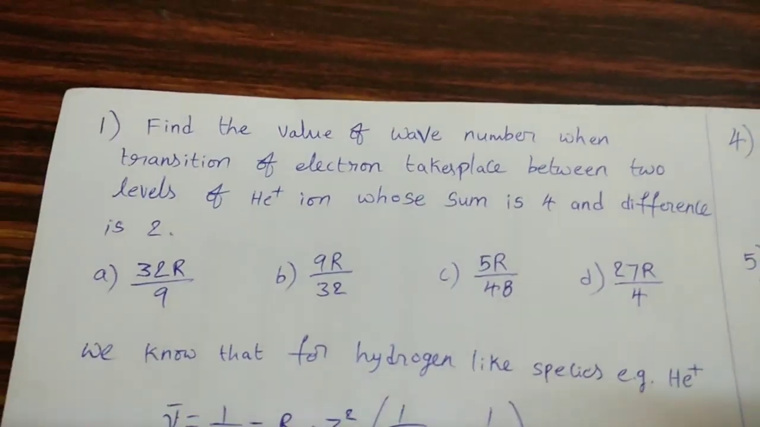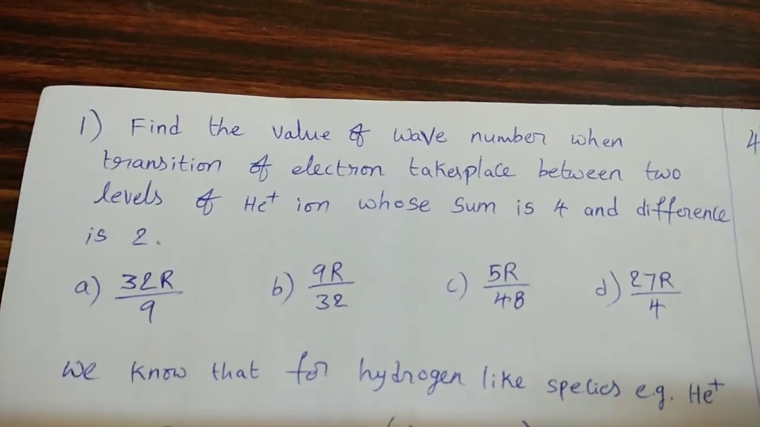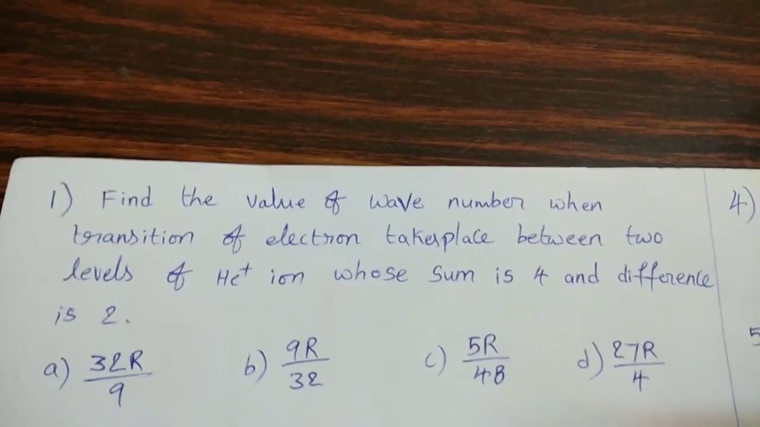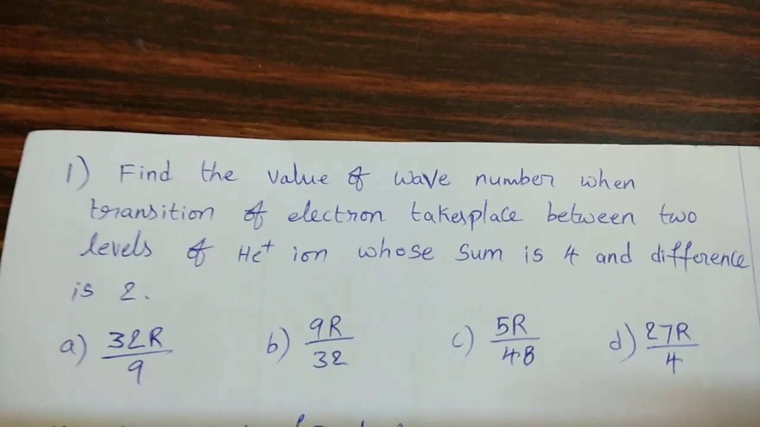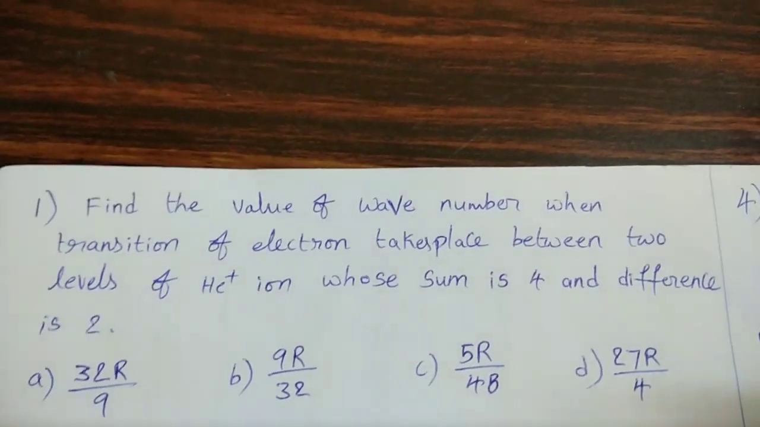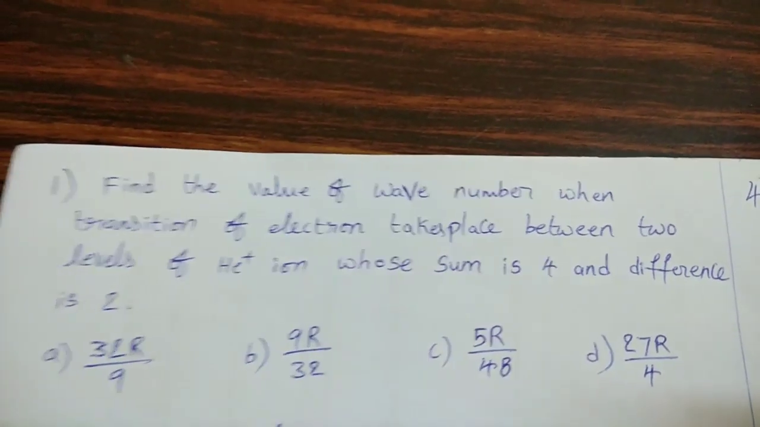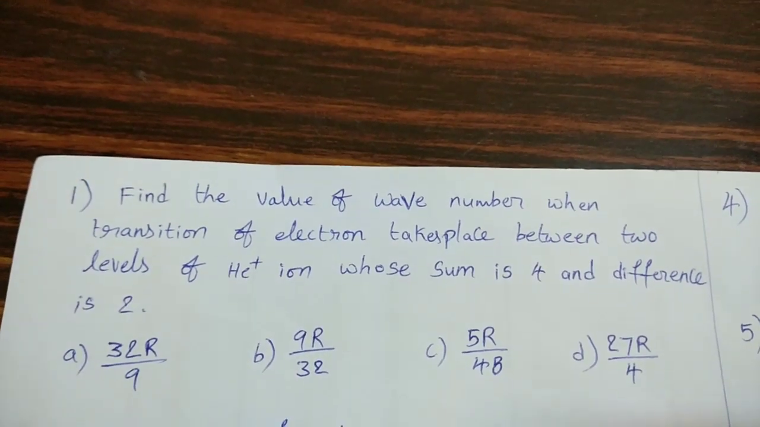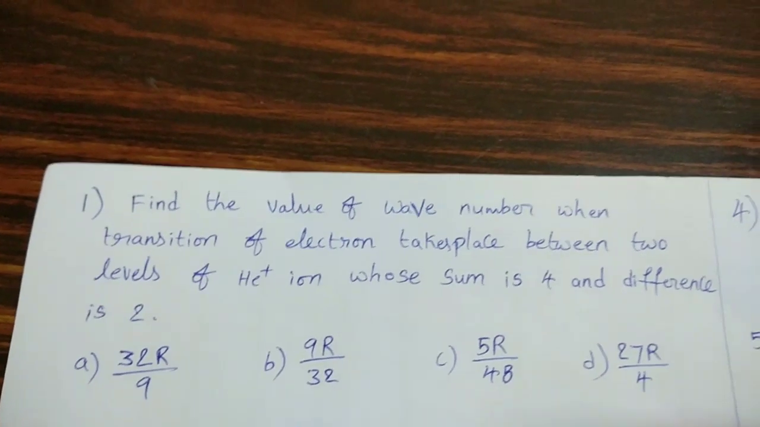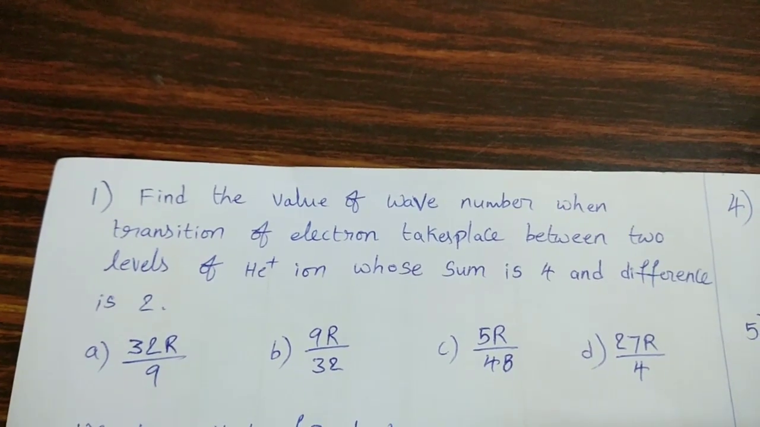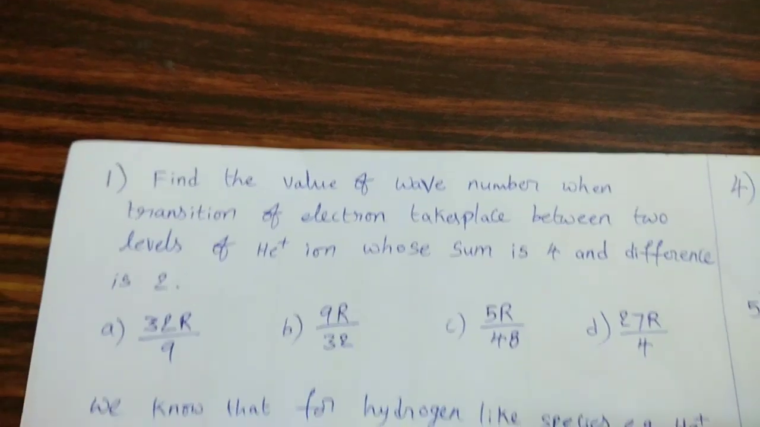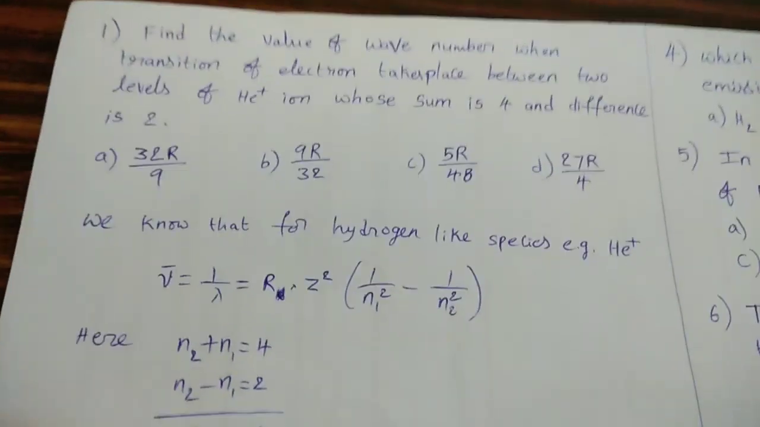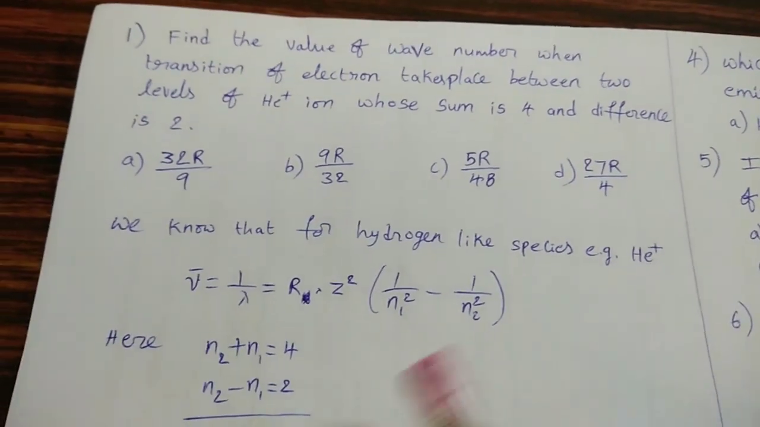Find the value of wave number when transition of electron takes place between two levels of He plus ion whose sum is 4 and difference is 2. In He plus ion, electron transition takes place, but they do not give exact number for energy levels, but they give a condition. Sum of the energy levels is 4, difference is 2. From this we can write like this. We know that Rydberg equation for hydrogen like species is this one.